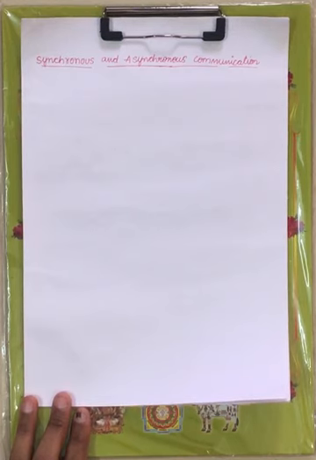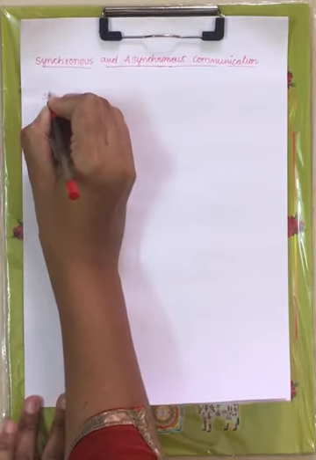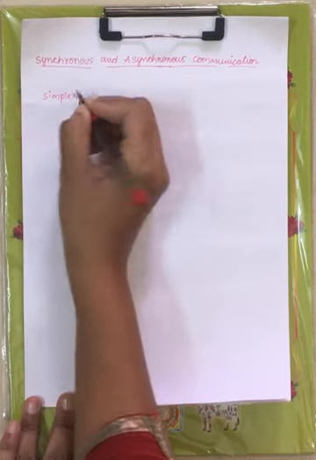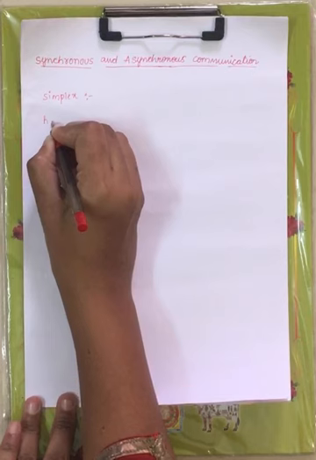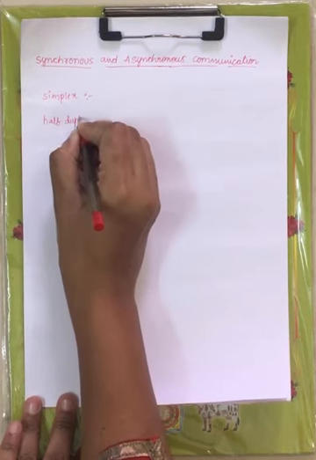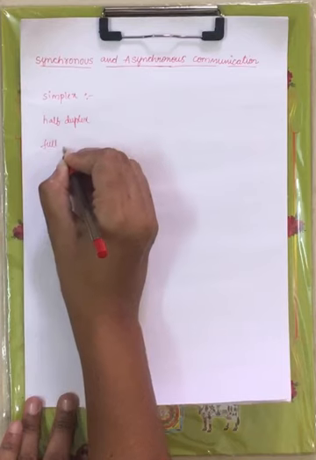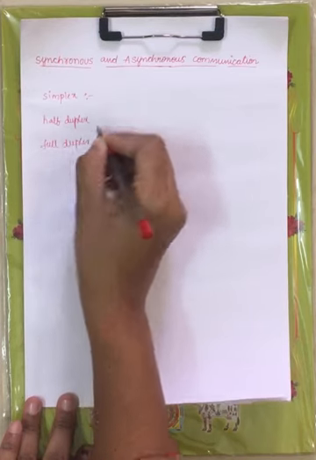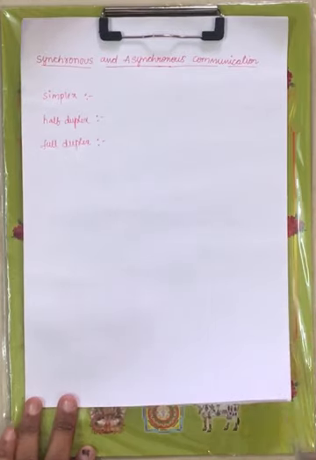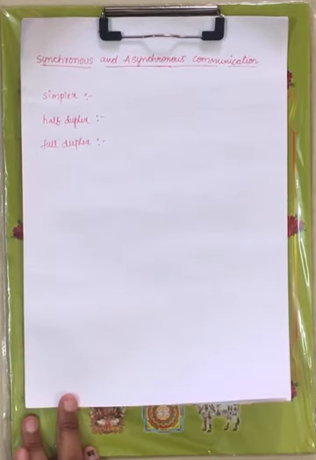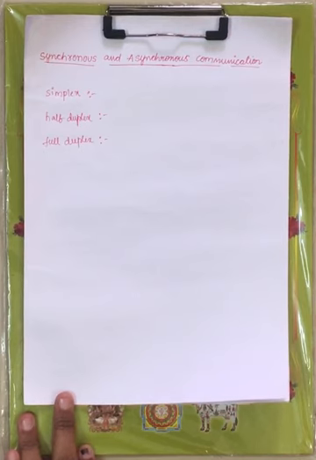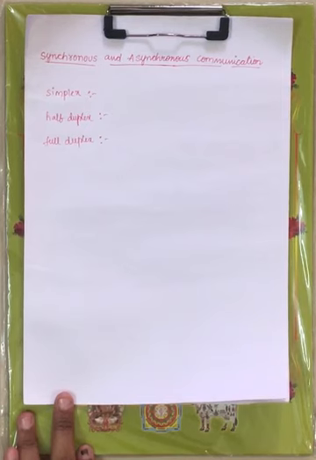Before knowing the meaning of synchronous and asynchronous communication, let us know three simple terms: simplex, half duplex and full duplex. Before going to the synchronous and asynchronous communication topic, let us see the meaning of simplex, half duplex and full duplex. These are very important, because these three involve how the transfer of data is occurring. These three terms define the way of transmitting the data.